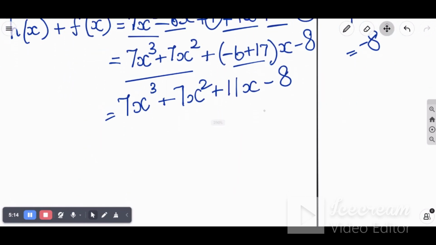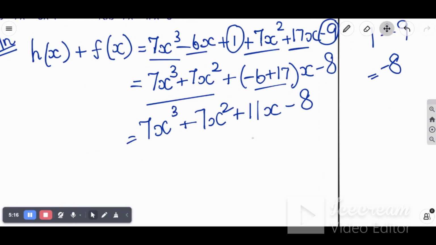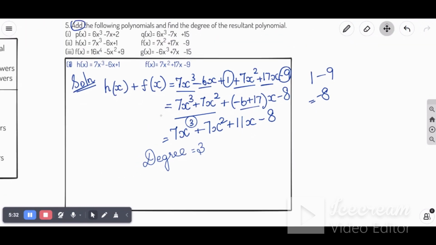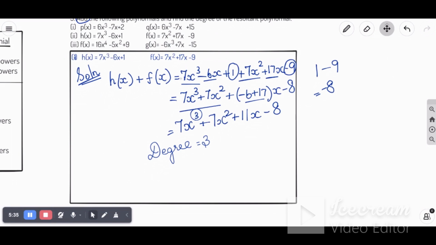So from the answer, what you have to do? You have to find the degree. So can you say the degree of this polynomial? Yes. The degree of the polynomial is nothing but your highest degree. So what is the highest degree I have got here? 3. So the degree of the resultant or the addition polynomial is 3. Hope you understood this. Just write both and keep adding only like terms together, or the equal powers' coefficients together.